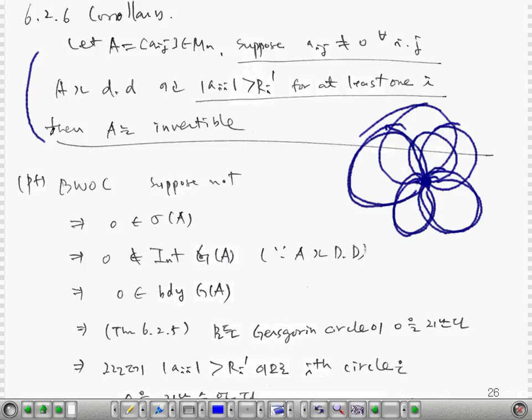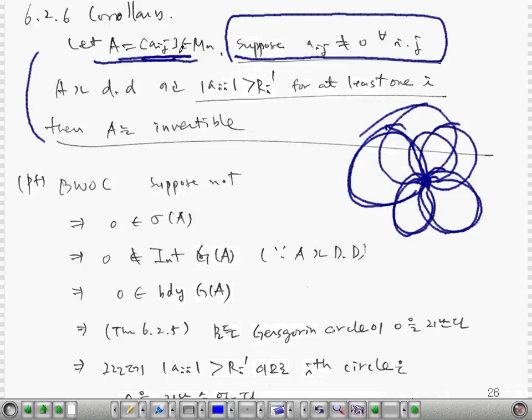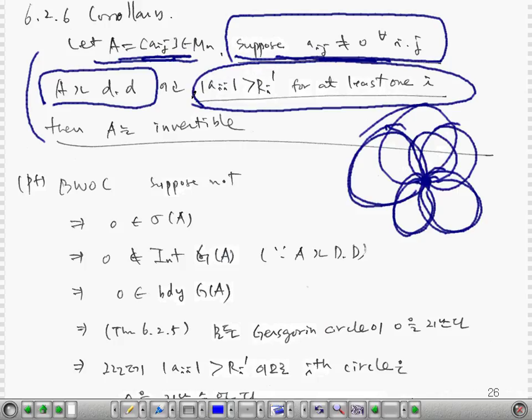Here, the next corollary. Suppose A is a matrix, and all Aij's are non-zero, and A is diagonally dominant, and the absolute value of Aii is strictly bigger than Ri deleted row sum for at least one i. Okay, so strictly diagonally dominant for at least one i. Then A is invertible.